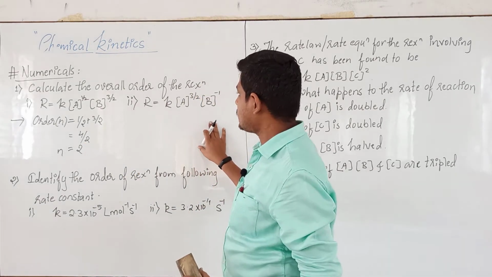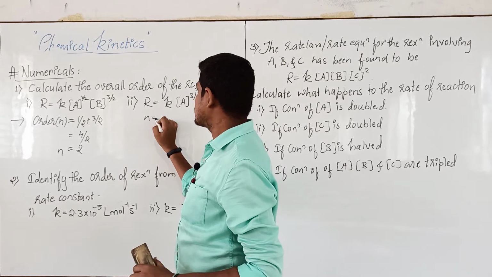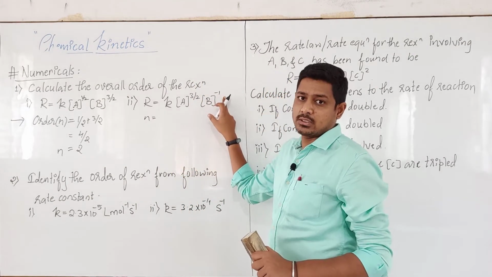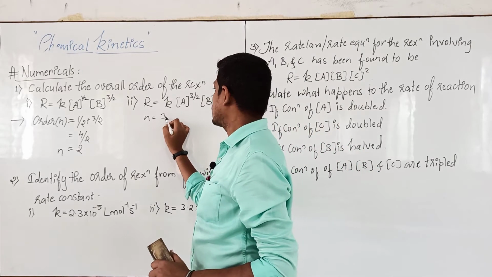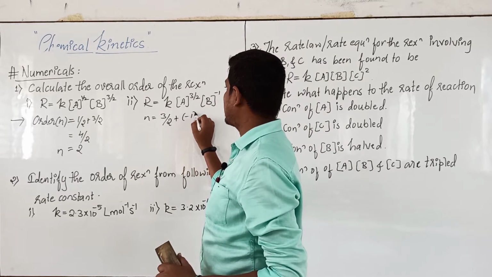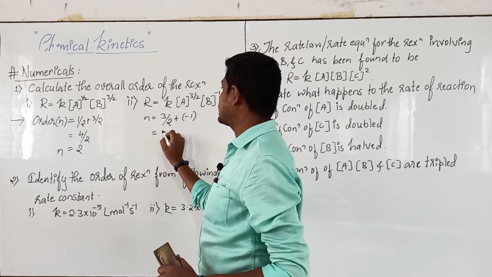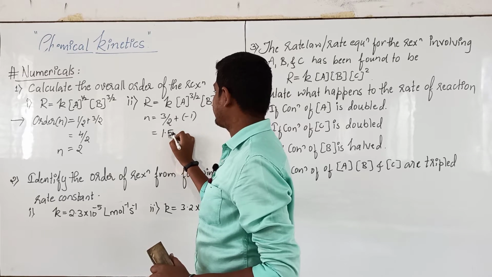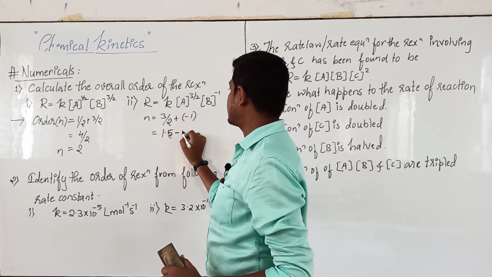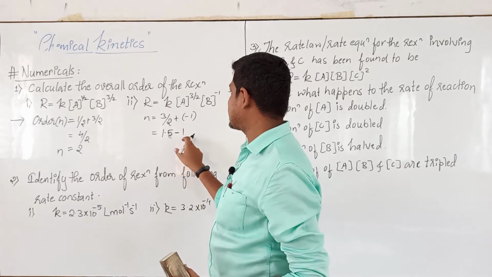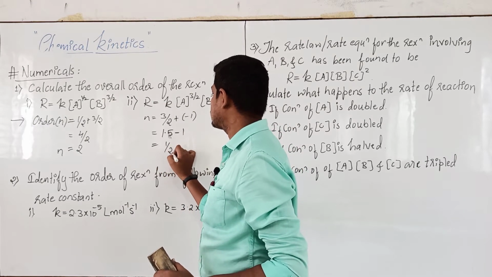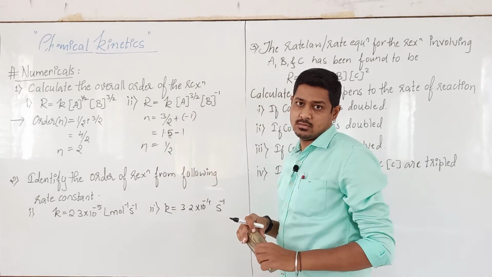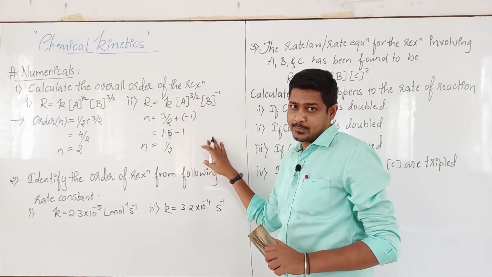Now here again, order n is equal to the sum of the powers of the concentration terms, so it will be 3 by 2 plus minus 1. This 3 by 2 means 1.5, then plus into minus it will be minus 1, so 1.5 minus 1 is half. So n is equal to half, so it is a half order reaction. I hope this point is clear.